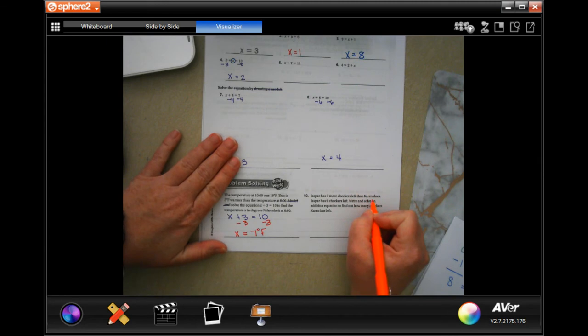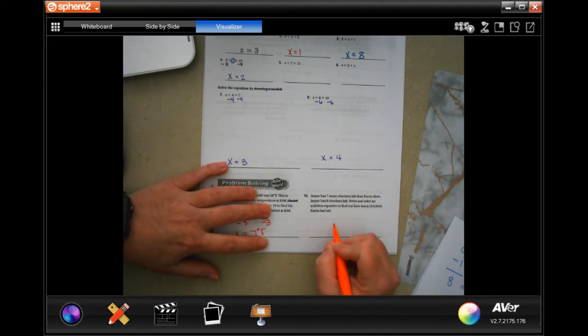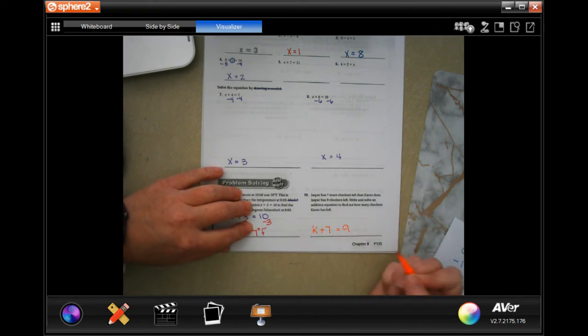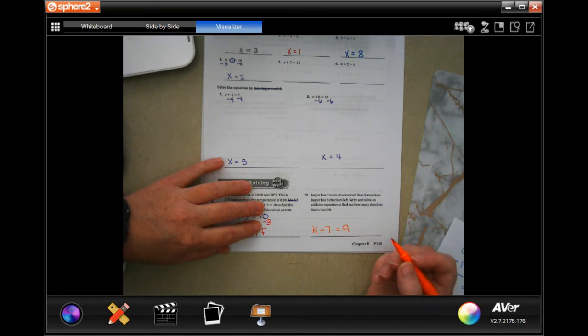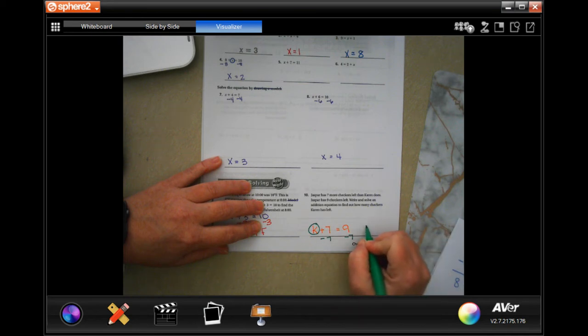Jasper has 7 more checkers left than Karen does. Jasper has 9 checkers left. Write and solve an addition equation to find out how many checkers Karen has left. So, Karen plus 7 more equals what Jasper has. I suppose we could do a C, but it doesn't matter. So now, in order for me to get K alone, I have to subtract 7, and that leaves K equals 2. 9 minus 7 is 2 checkers.